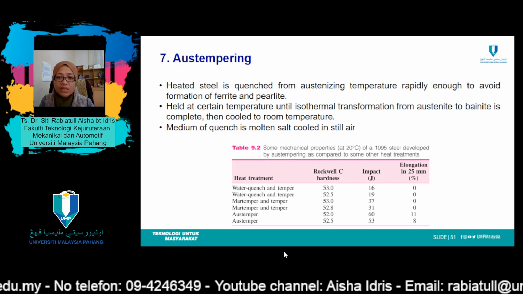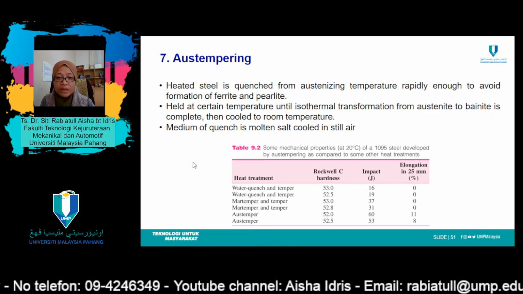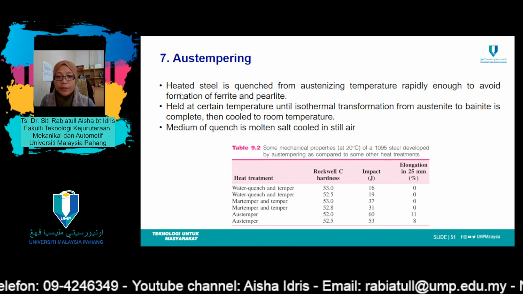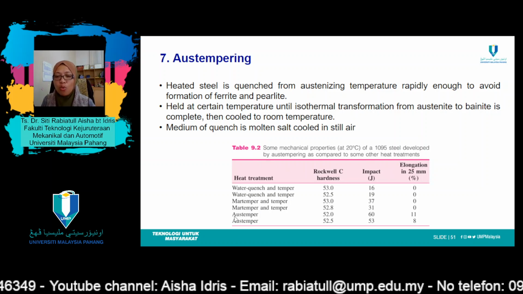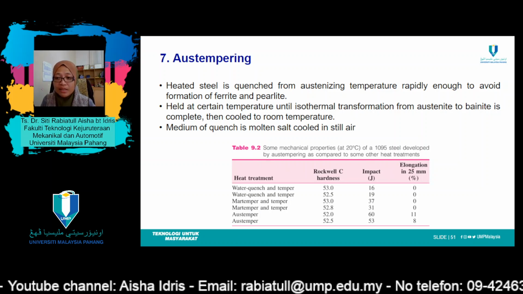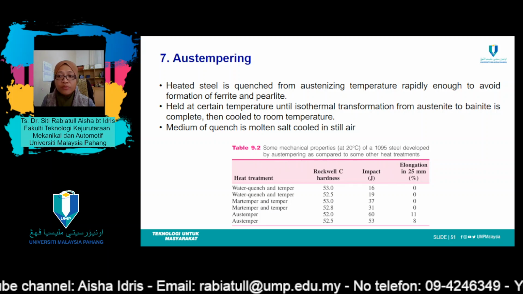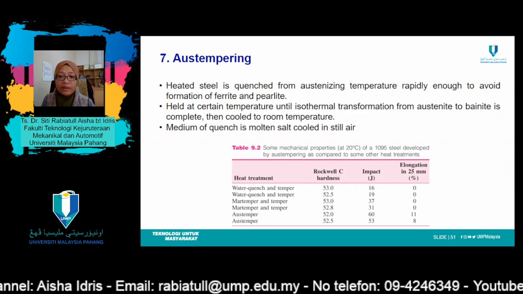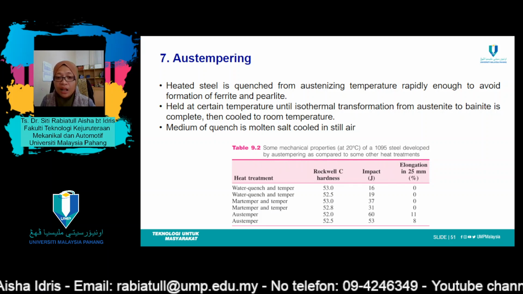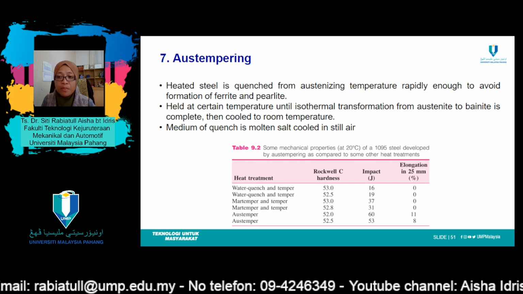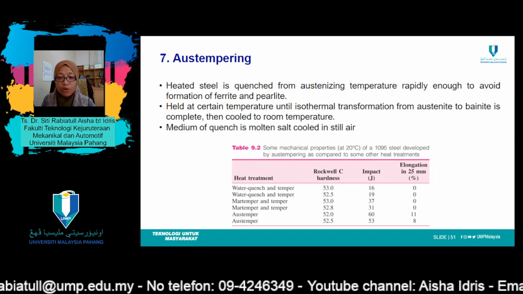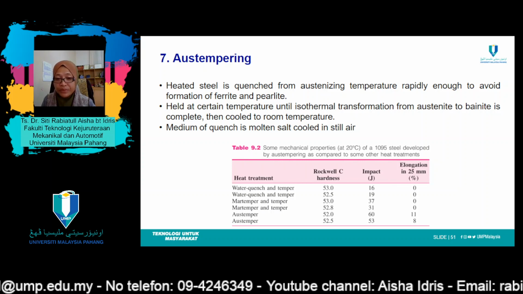Number seven is austempering. In austempering, steel is heated. Heated steel is quenched from austenitizing temperature rapidly enough to avoid formation of ferrite and pearlite, and then held at a certain temperature until isothermal transformation from austenite to bainite is complete, and then cooled to room temperature.